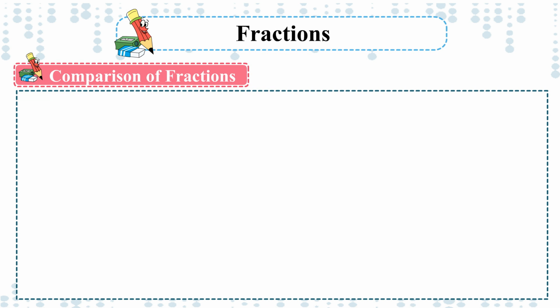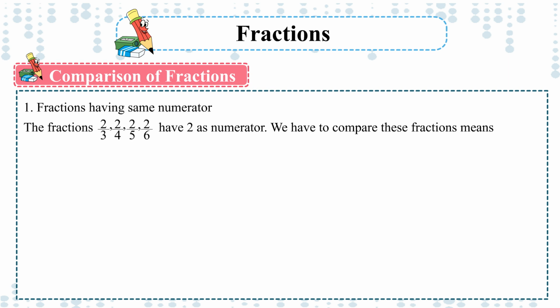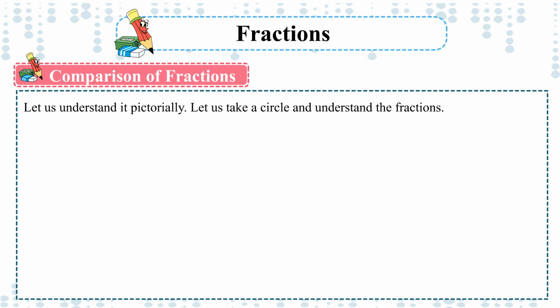Comparison of fractions. 1. Fractions having same numerator. The fractions 2 upon 3, 2 upon 4, 2 upon 5, 2 upon 6 have 2 as numerator. We have to compare these fractions, which means we have to find out the order, biggest to smallest. Let us understand it pictorially. Let us take a circle and understand the fractions.